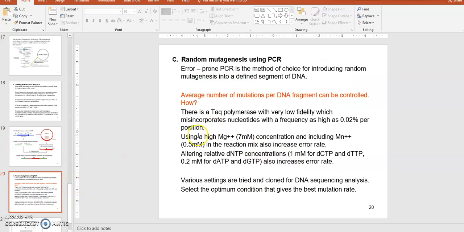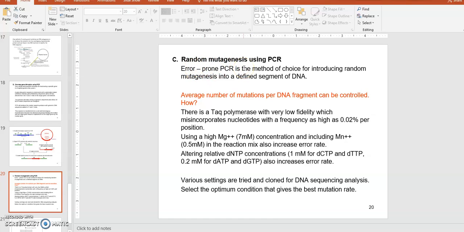And then finally, random mutagenesis. PCR can be used when you want to randomly mutagenize your gene sequence. What do you mean by random mutagenesis? You don't know where you're going to target your mutation. You're going to change a lot of sequences within your gene randomly. So that's so-called random mutagenesis.